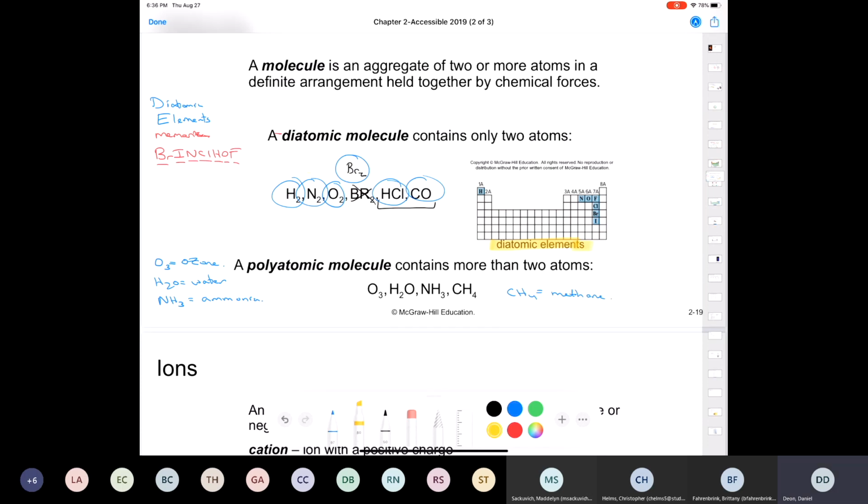Okay? It would be wise to memorize these common names. Just these four, yes, those four. So make sure you know all the diatomic elements, and make sure you know these polyatomic molecules, the ones that I have highlighted in yellow here. If you're wondering why just those four, it's because those four come up quite a bit in this class.